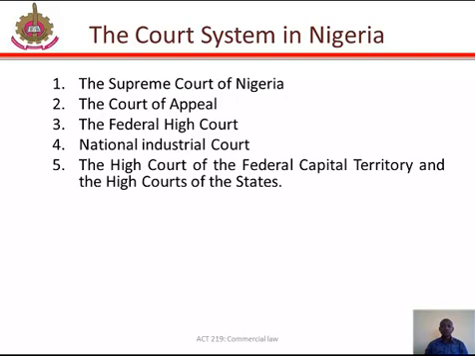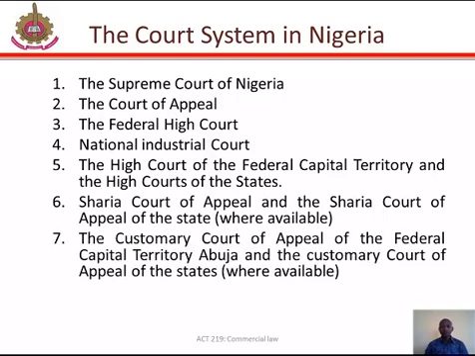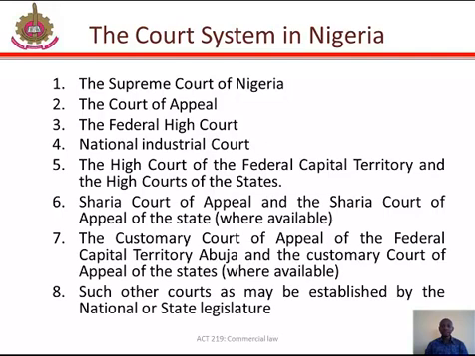Then we have the High Court of Justice. Then the sixth one is the Sharia Court of Appeal. The seventh one is the Customary Court of Appeal. And the last one is any other court established by national or state legislation. It should be noted that courts 3 to 7 are not superior to one another.